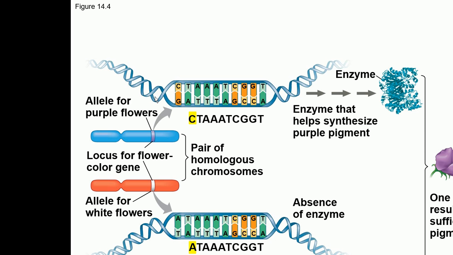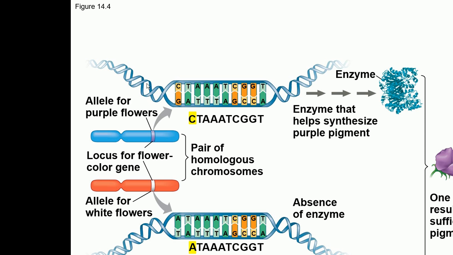And what is a gene? A gene is made of DNA, and there is a sequence of the DNA in the form of the order of these nitrogenous bases. So this is the allele for purple color and this is the allele for white color. So what is the difference here? You can see only one nucleotide is different. For purple color it is C and for white it is A.